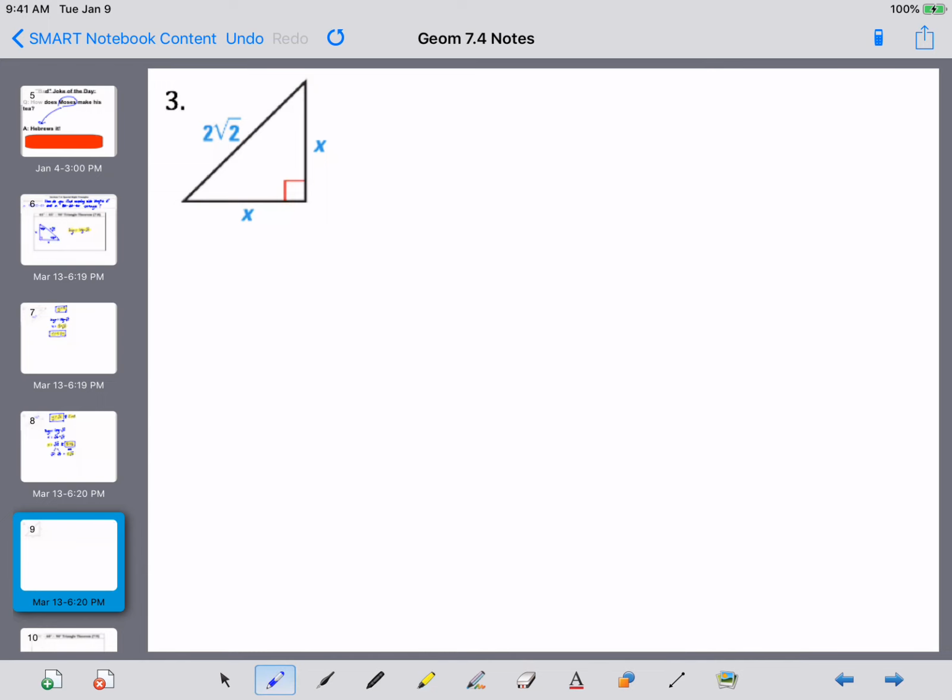All right, so we'll jump right into the formula because we don't know either of the legs. We're going to start with hypotenuse equals leg times the square root of 2. The length of the hypotenuse here is 2 times the square root of 2. The legs are using x to represent.